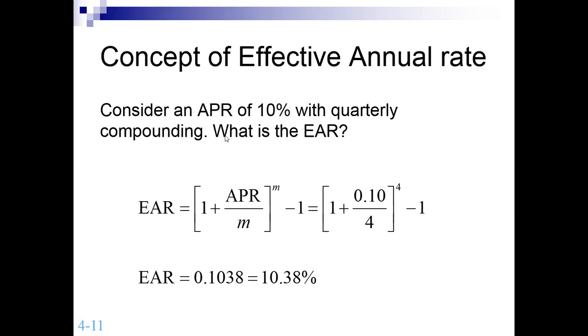Now carefully see that since quarterly compounding is given, I am taking M as 4, and the 4 will come over here and 4 will also come over here because we need M here as well as M over here. Your calculator will give you an answer like this, which you can convert into effective annual rate by multiplying by 100.